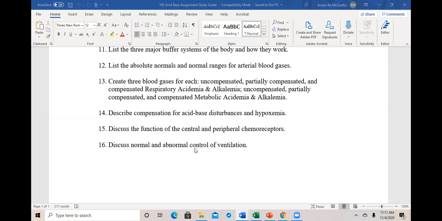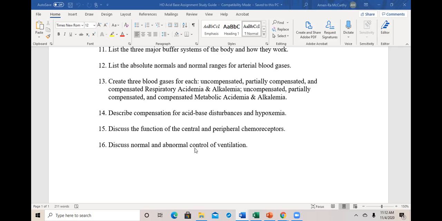Okay, normal AA gradient. We said the normal AA gradient is, in the notes, 10 to 15 millimeters of mercury. I say really 0 to 15, because it might not be much of a difference. It might not be 10 whole different pressure, right? But just know that textbook is 10 to 15. The normal AA gradient on room air is 10 to 15.